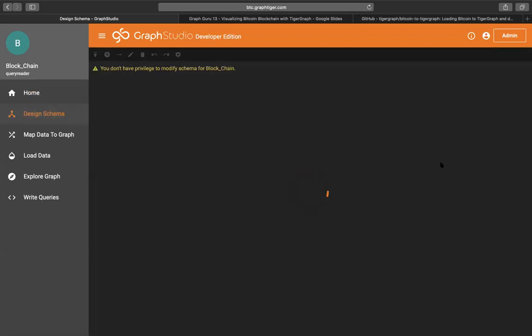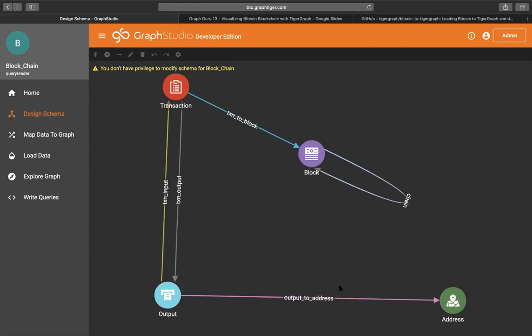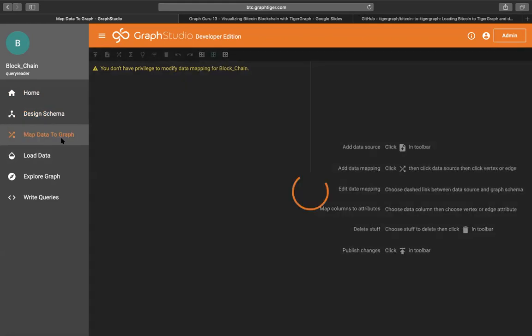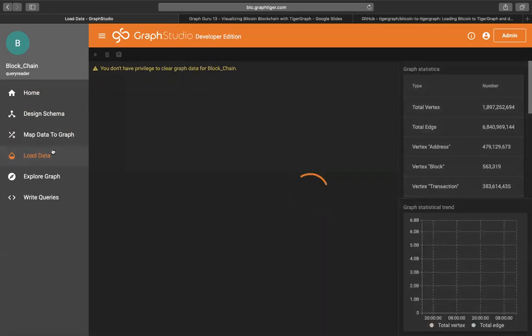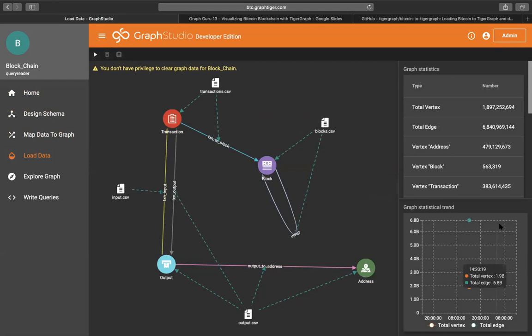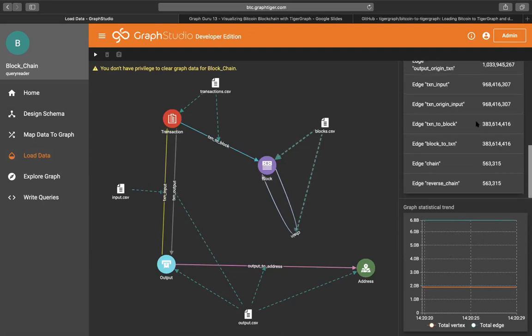Here you have the design schema, which looks very similar to the one I defined in my graph before for the graph structure, where you have the block, transaction node, output nodes, and address nodes. Here's where we map the data onto the graph itself. And here's where we actually load the data. On the right, you can notice different counts for the total number of vertices, total number of edges, and the counts for each of the vertex types and edge types that you can see here.